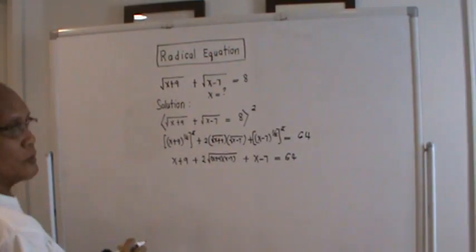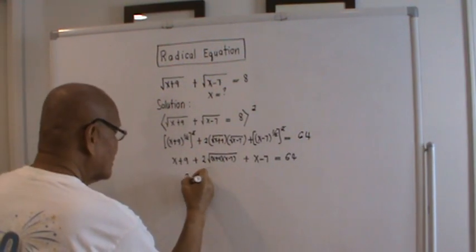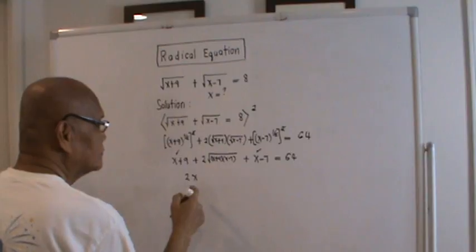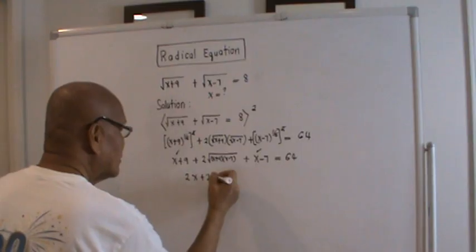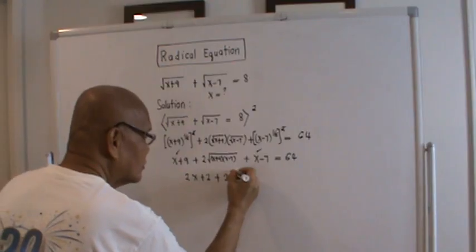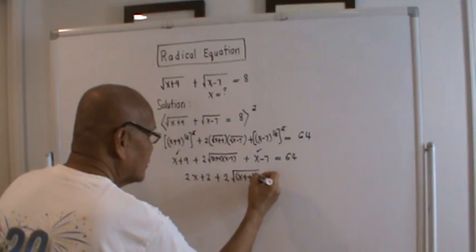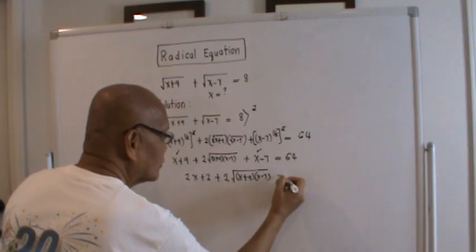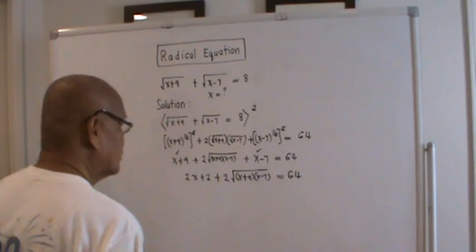Okay, I will try to combine similar terms. And x plus x will be 2x. And 9 minus 7 will be plus 2. Okay, we will write this one, 2x plus 2 times the square root of the product of x plus 9 times x minus 7, and this should be equal to 64. You see it, guys?